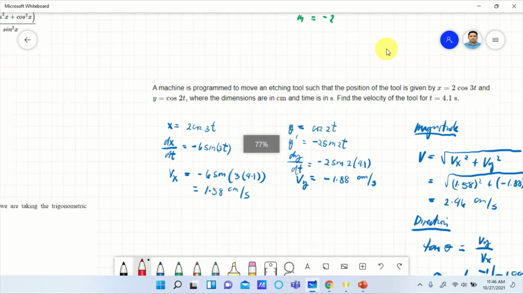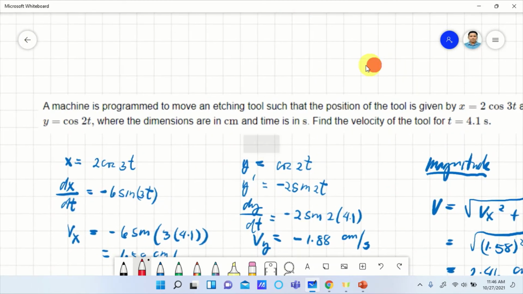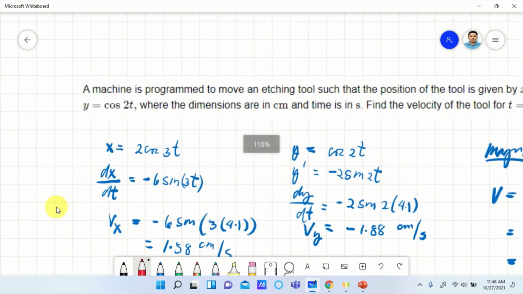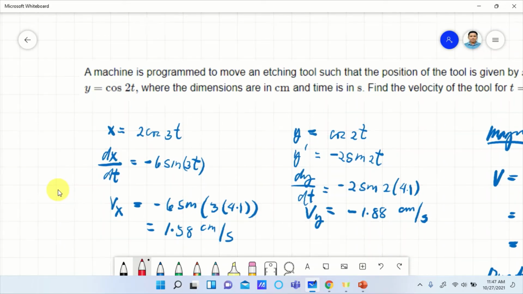So you have x is equal to 2 cosine of 3t and y is equal to cosine of 2t. We need to get the velocity of the object along the horizontal axis, so that is of course dx over dt. The function we'll be using here is x is equal to 2 cosine of 3t. And you're aware that to get the velocity of the moving tool in this problem, you just need to get the derivative with respect to time t.